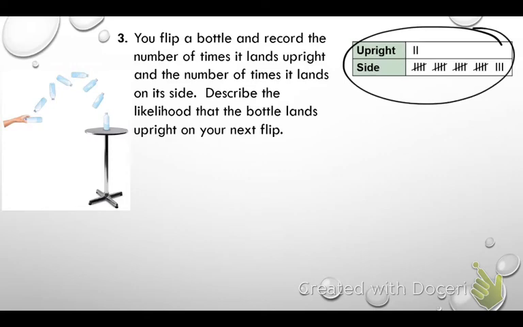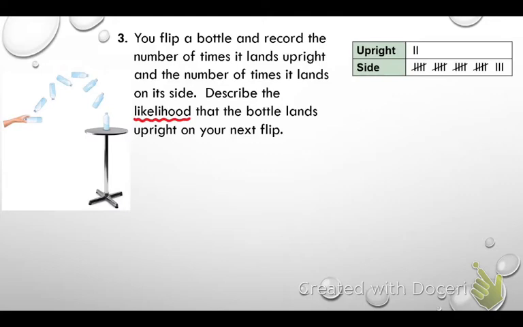Guys, how many times did it land upright? 2. 2 times. Now count up, how many times did it land on its side? 23. All right. Now, describe the likelihood that the bottle lands upright on your next flip. Everyone take your red pen and underline the word likelihood. Remember, when you see likelihood, you're going to give me some words that describe, and those are the words that we talked about before.